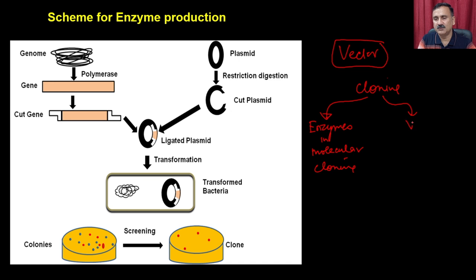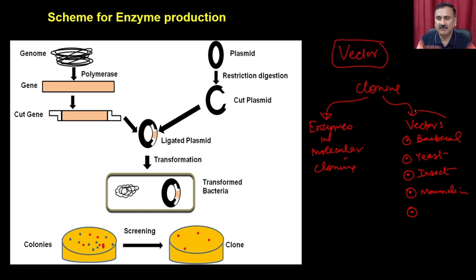Or you can also use different types of vectors, and vectors are always specific to a particular host. You can have vectors for the bacterial system. You can have vectors for the eukaryotic system. Within the eukaryotic system, you can have vectors for yeast, for insect cell lines, or for mammalian cell lines, okay? And then you also have bacteriophage-based vectors, which are also used for different types of expression studies. So in today's lecture, we are going to discuss the different types of vectors and how you can use them for the cloning of a particular gene.